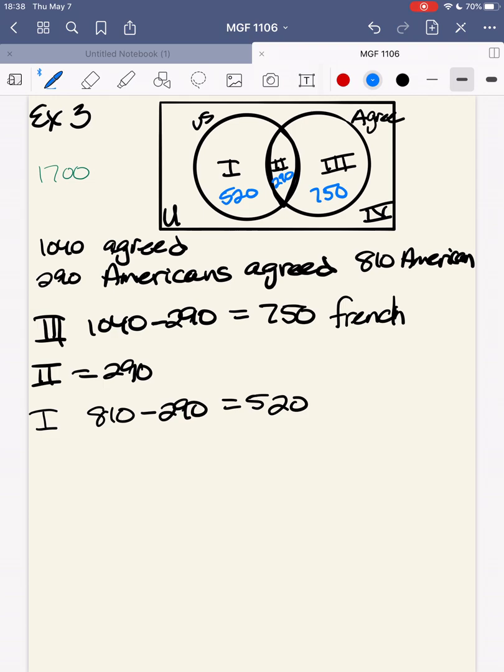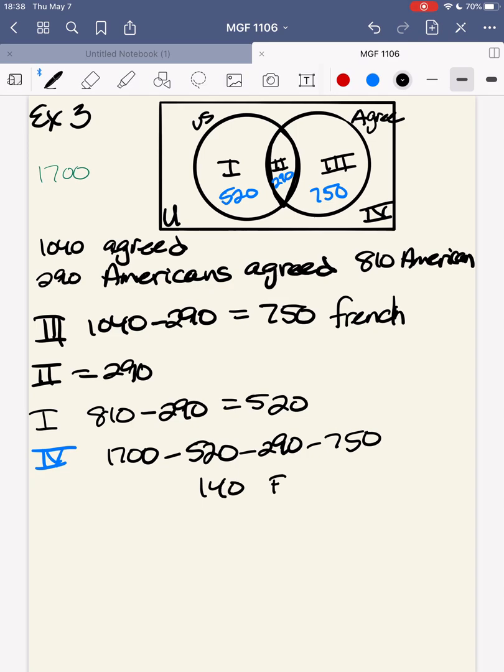All right. So if we want to go ahead and figure out section 4, that means we have a total of 1,700 people surveyed. And we're going to subtract the 520 Americans that disagreed, the 290 Americans that agreed, and the 750 French that agreed, which is going to give us 140 of the French that disagreed. And that's going to be our section 4, 140.